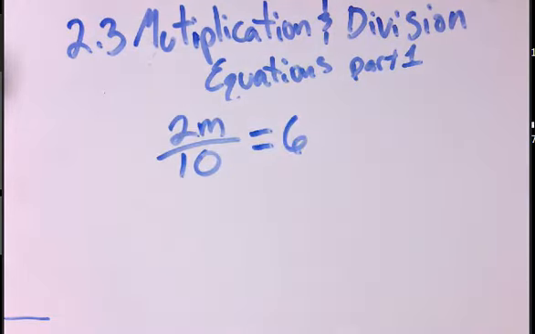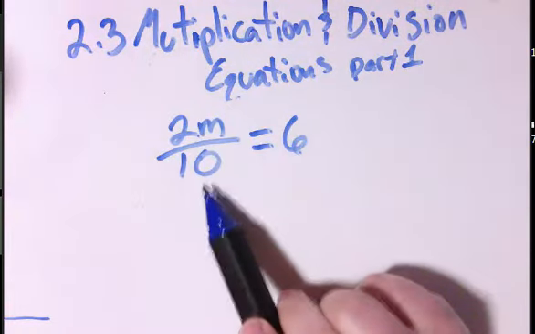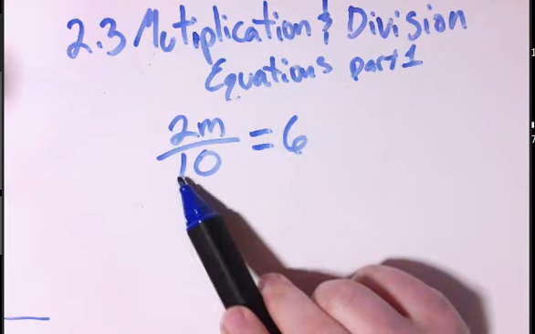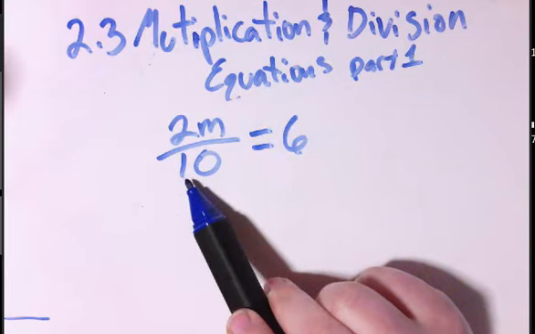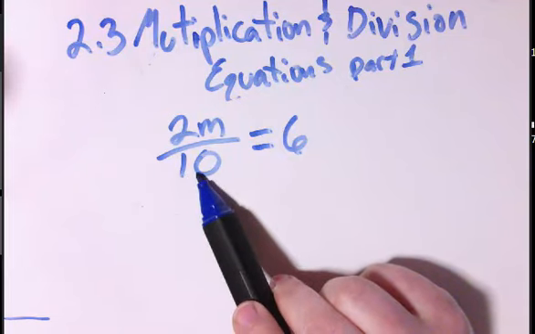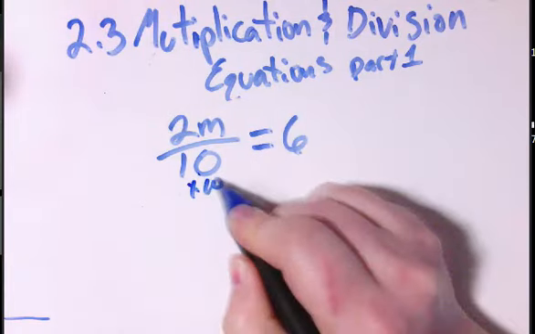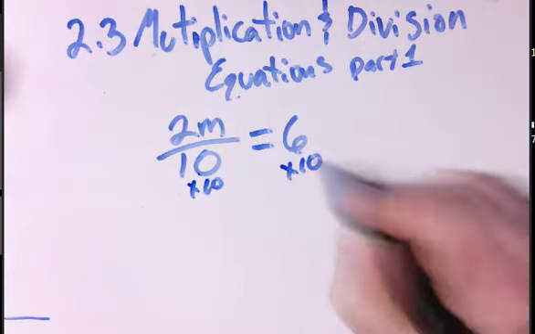Okay, so our next one here, we have 2m divided by 10 is equal to 6. So we have multiplication, we also have division. So we can do the division first. So here on this side, we are dividing by 10. So to get rid of that, we have to times by 10. So we're going times 10 on this side and times 10 on this side.